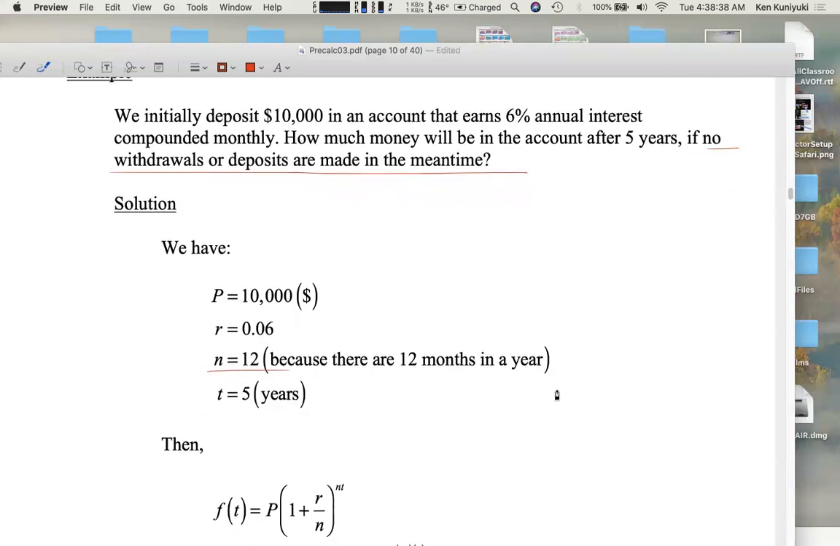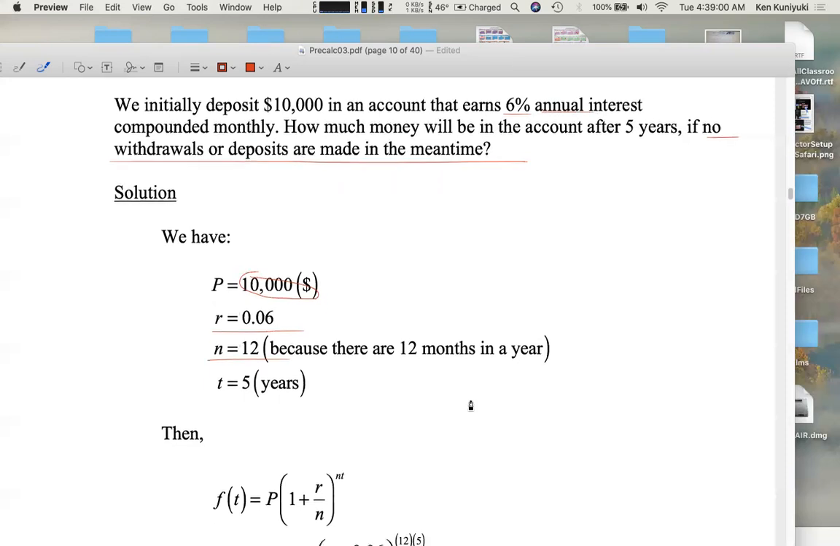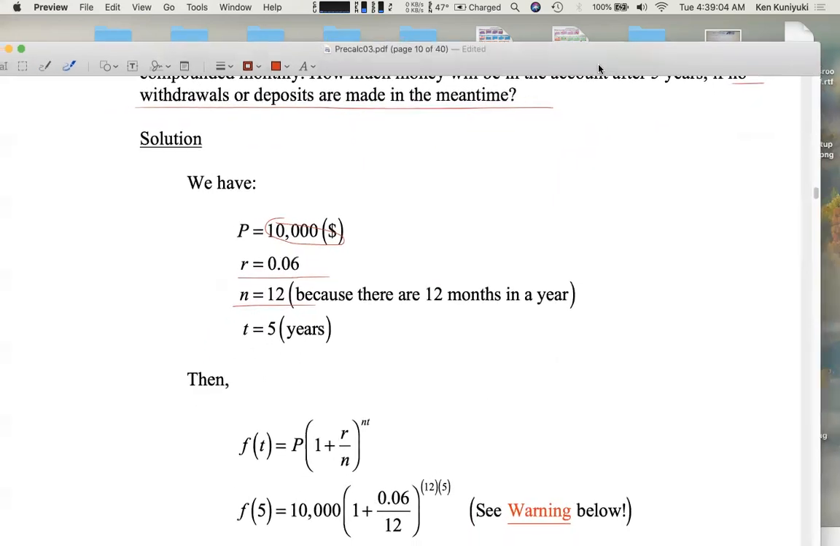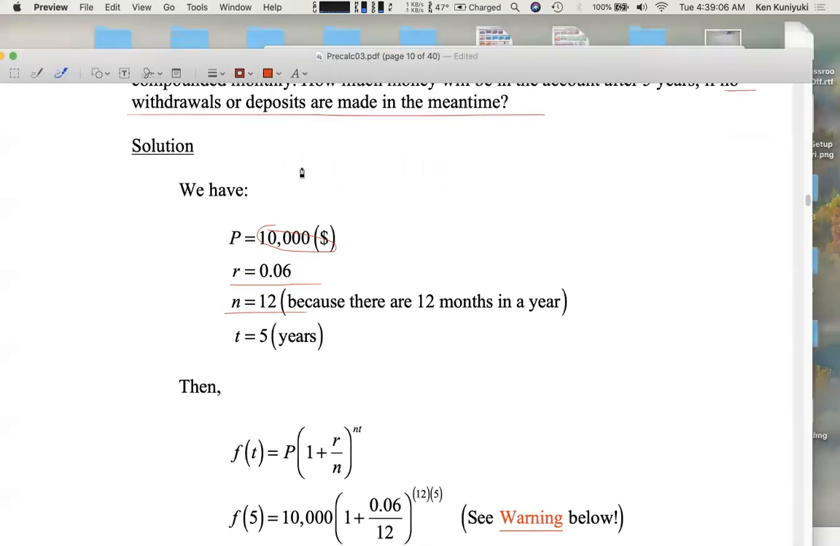Okay, so the deposit is $10,000. That's P over here. The interest rate is 6%. Remember, that's got to be converted to a decimal, 0.06. 5 years, 5 years. If this were in months, you would convert to years because we're talking annual interest. All right, we use the handy dandy formula. But there's a warning that I have to give you folks.